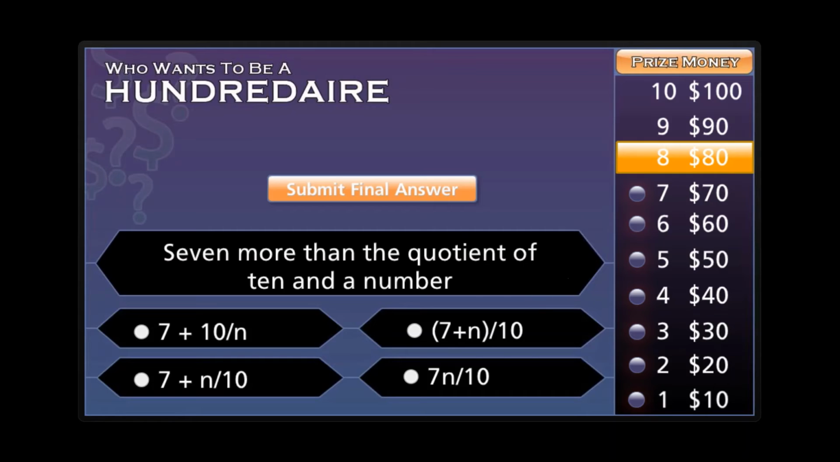Seven more than the quotient of 10 and a number. So 7 more is addition and quotient is division. Again, order is very important, so this would be our answer.